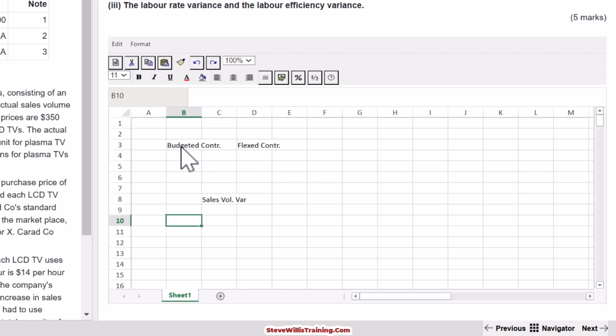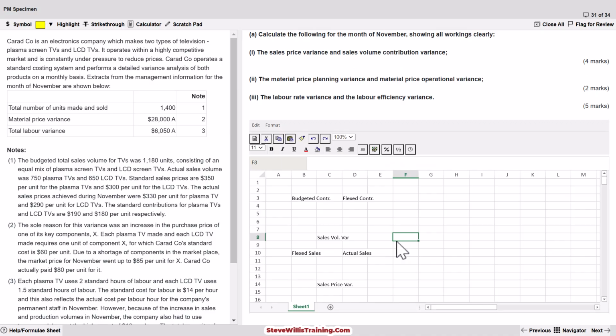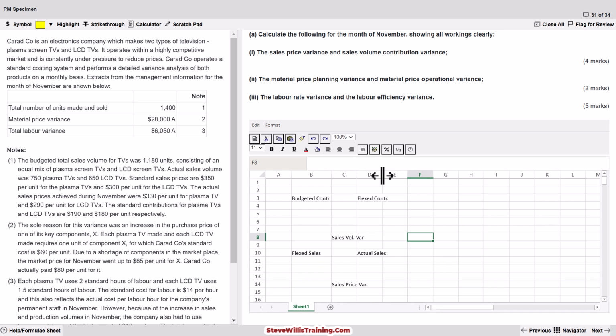And then below that, we need to get the flexed sales, and we can compare that to the actual sales, and that gives me the sales price variance. So I'm setting up my template before I do anything. Now that we've got our templates deployed, we can start reading the story, plugging in the numbers, doing the math.